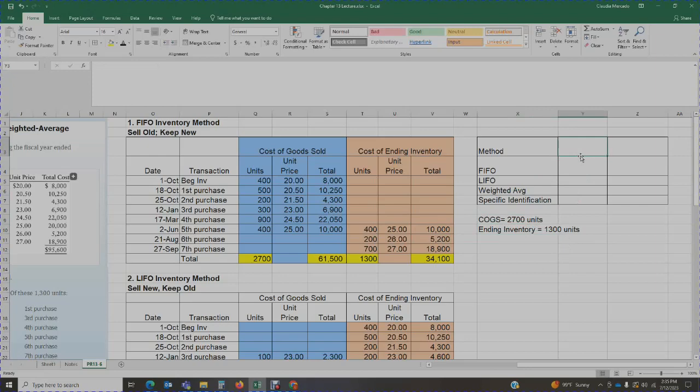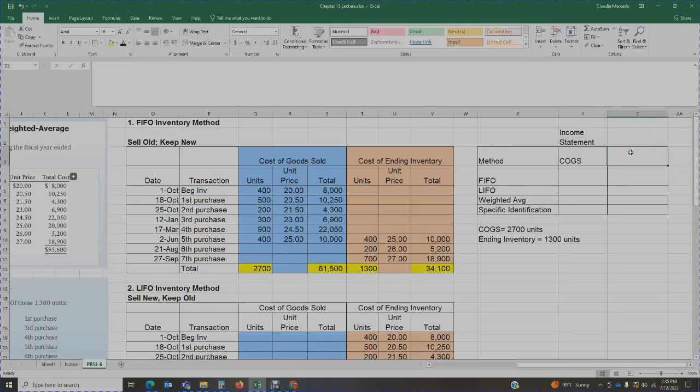Okay, and I'm going to have here the numbers that we're going to report on the cost of goods sold. This is reported on the income statement. And then my ending inventory is reported on the balance sheet. So let's see what we've got when we put them side to side. That way I'm not scrolling.